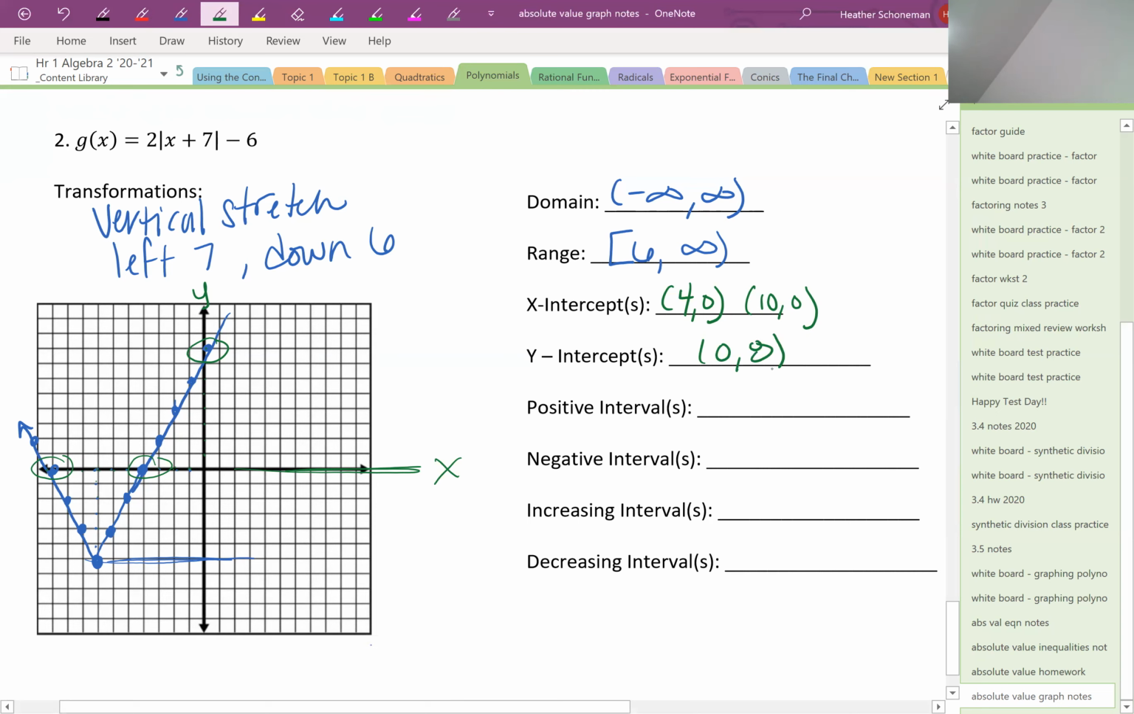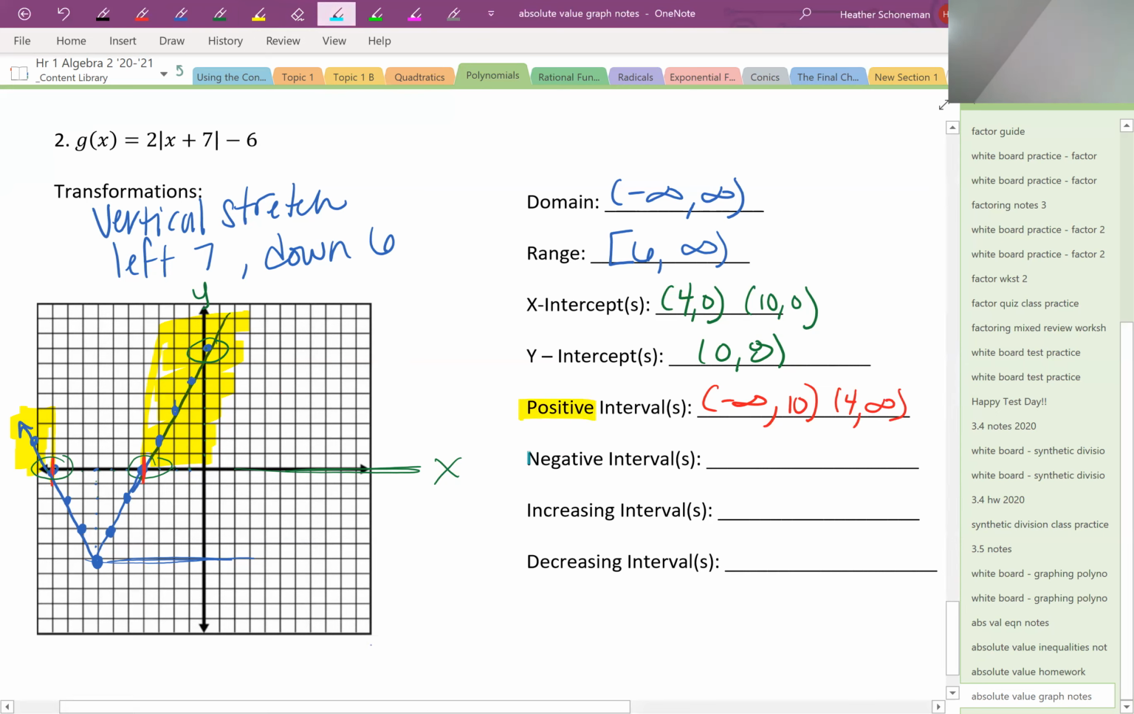Positive interval. Positive interval is everything where it's above the x-axis. So it's above the x-axis here and it's above the x-axis here. So there's two sections. So I'm going to have to write two intervals. So the first one starts way off at the left at negative infinity, and it keeps going to here. That's where it stops being positive. And there we said was at 10. And then it starts being positive again over here, which is at 4, and never stops and goes to infinity.